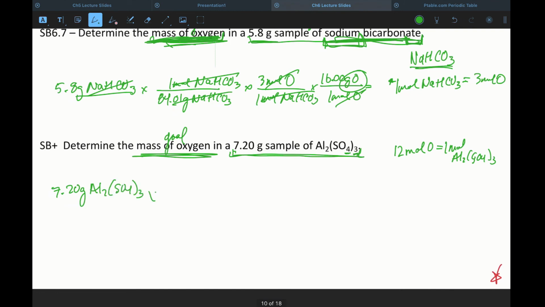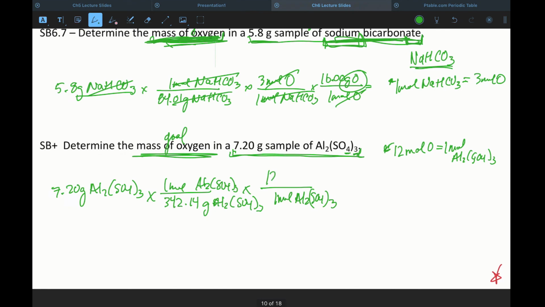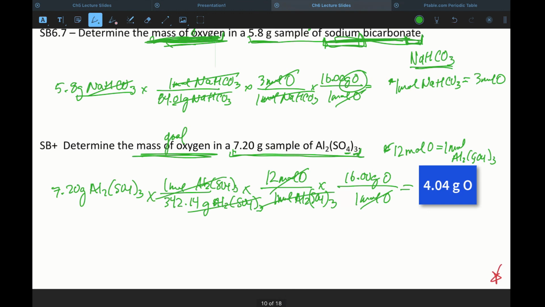Al2(SO4)3, molar mass now. So we have 342.14 grams of Al2(SO4)3 to every 1 mole of Al2(SO4)3. And for every 1 mole of Al2(SO4)3, going back to here, there are 12 moles of oxygen. And for every 1 mole of oxygen, I know that is 16 grams. And we'll see that all of our units cancel, and we just need to do the math. Does that make sense?